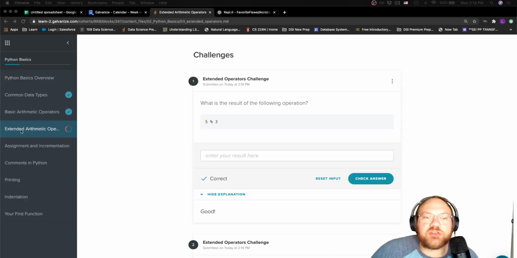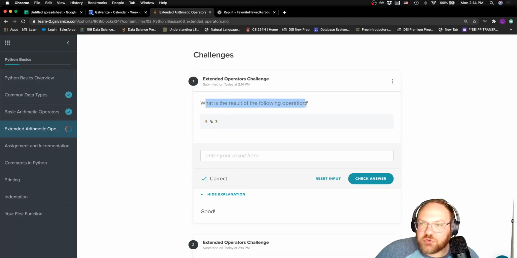Next up, we're working on the challenges in the lesson Extended Arithmetic Operators. The first challenge asks us, what's the result of the following operation? That's 5 mod 3, or 5 modulo 3.